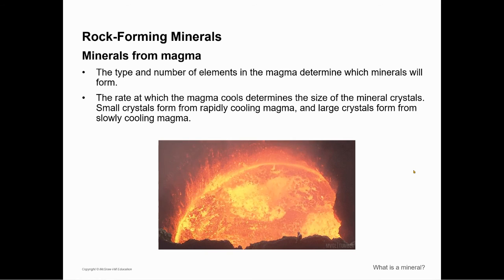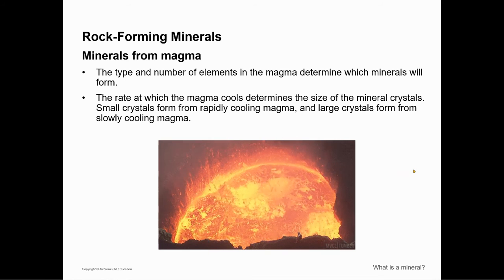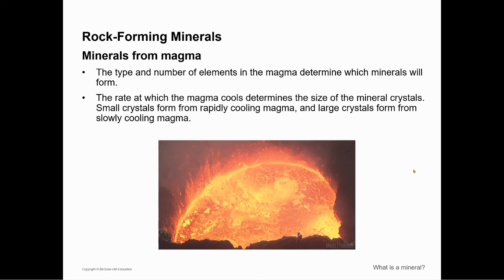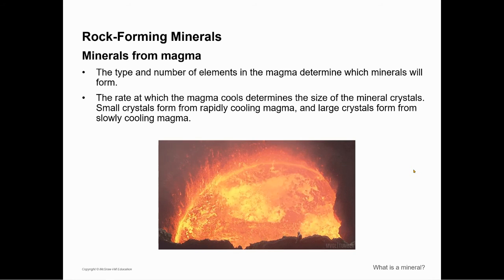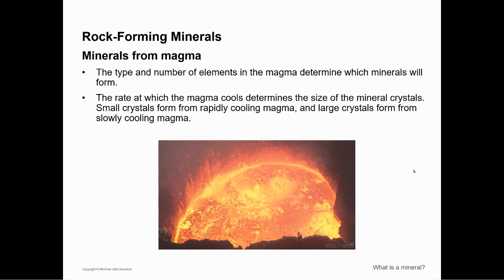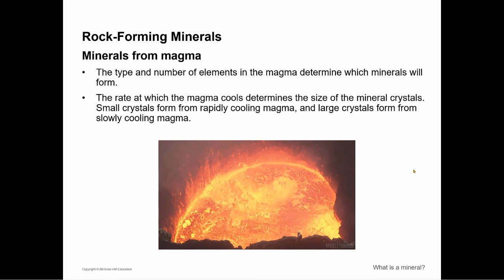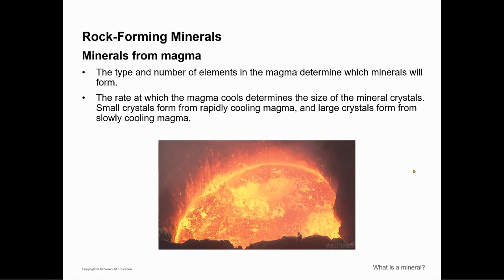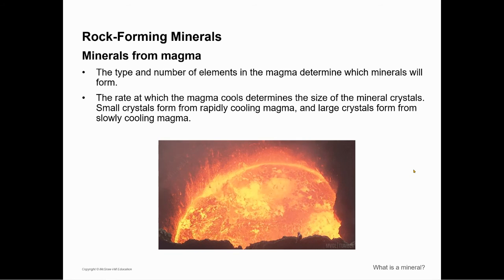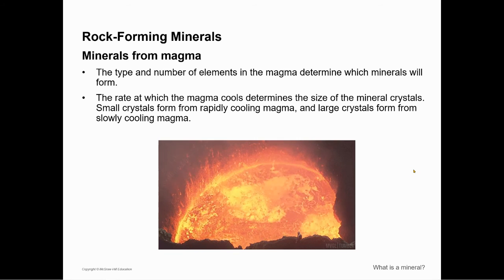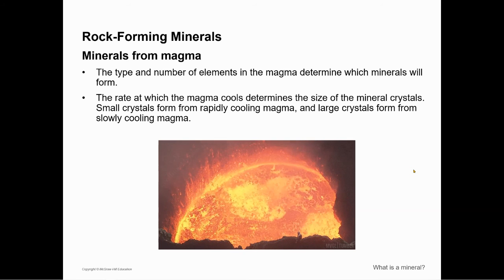Small crystals form from rapidly cooling magma, and large crystals form from slowly cooling magma. The faster the magma cools, the smaller the crystals. If it cools really fast, we get what's called glass. There's literally no crystal formation. It's just a bunch of atoms, and it's known as glass. The longer time it has to cool, the larger the crystals are.